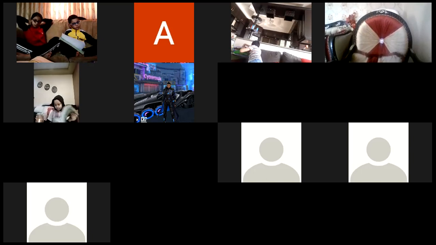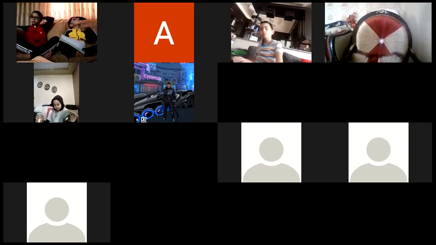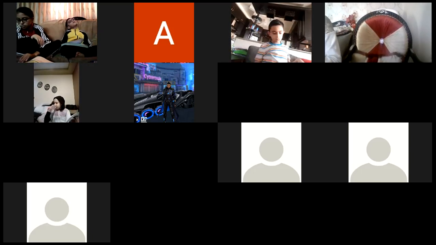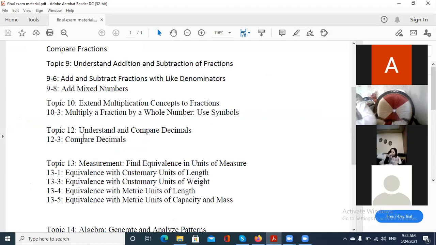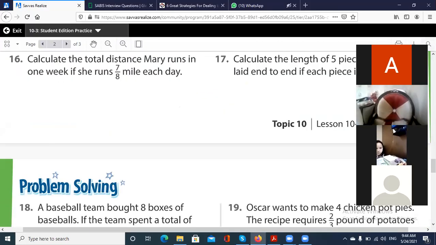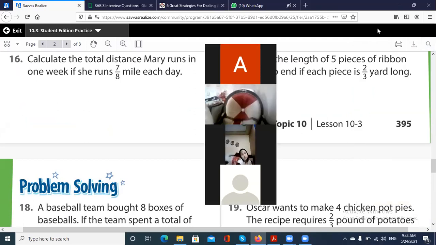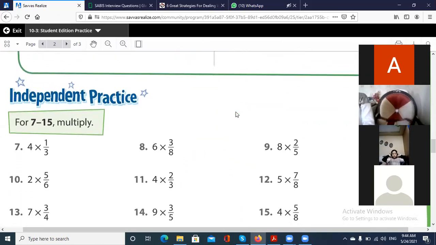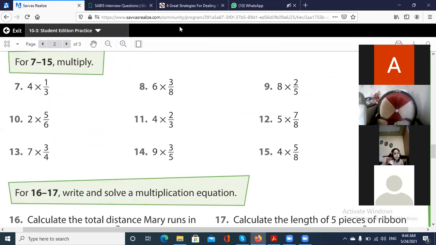So yalla, let's do it fast so we can finish today. Bismillah ar-Rahman ar-Rahim. Yesterday we stopped the revision and now we are going to complete it. Today, inshallah, we're going to take lesson 10.3, multiply a fraction by a whole number, using simples. It's on page 395. It's super easy. When it comes to multiplication of fractions, it's super easy.